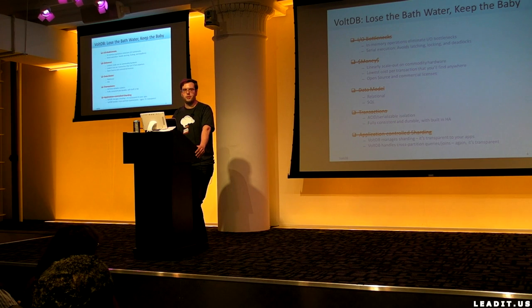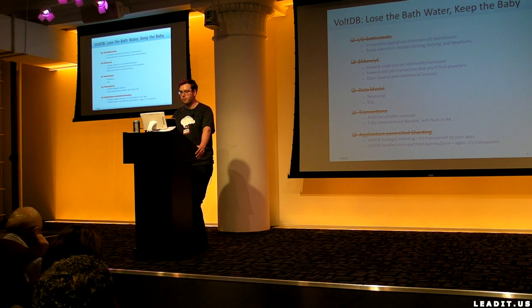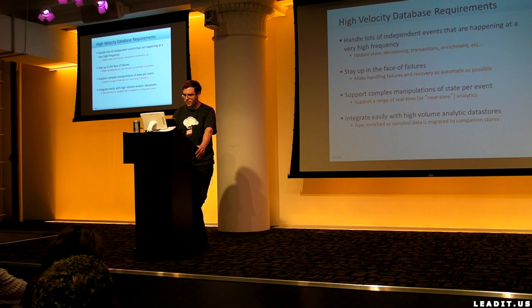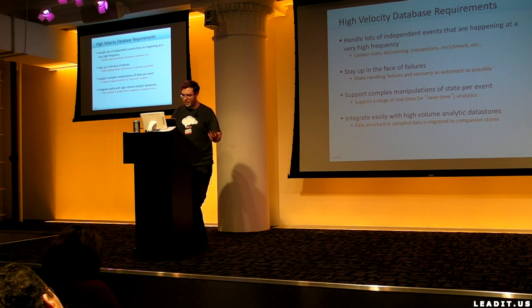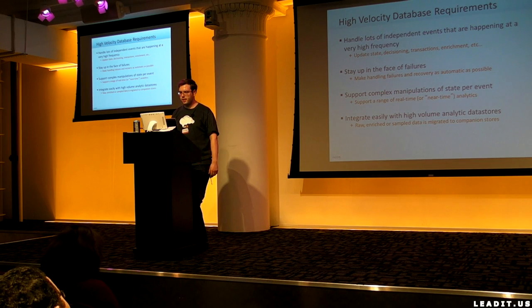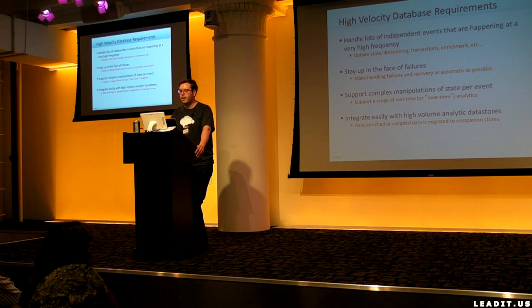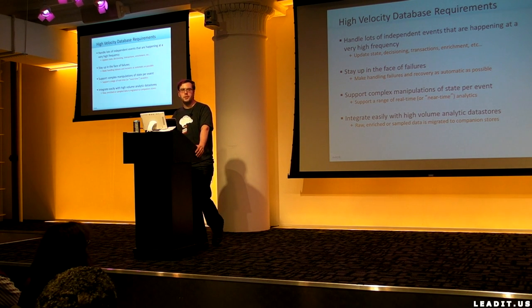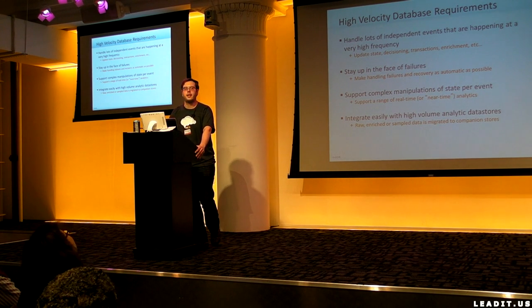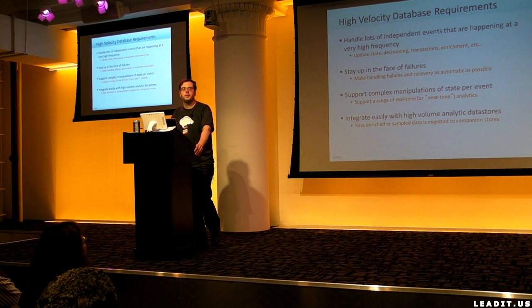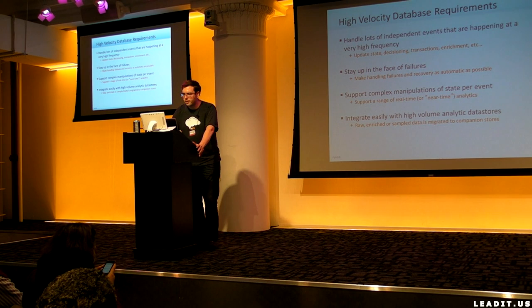So if you want to do the occasional roll-up on the data you incrementally materialized in Volt, you can do that. So, high velocity database requirements, the niche Volt is trying to fill: handling lots of independent events that are happening at very high frequency. So we're talking about millions of transactions per second, and we actually tested that with version 2.0 on a 30 million cluster. So we've got 33 million transactions per second, and every one of them was a write.